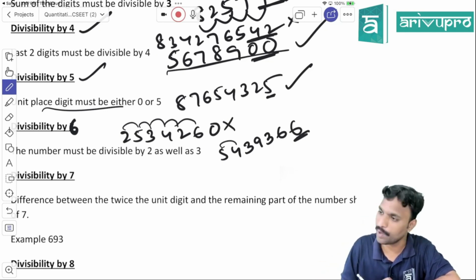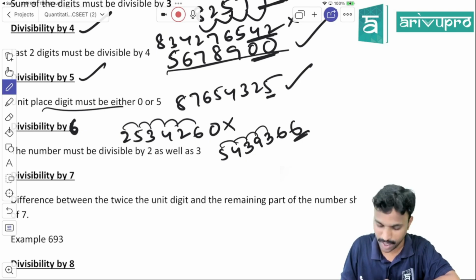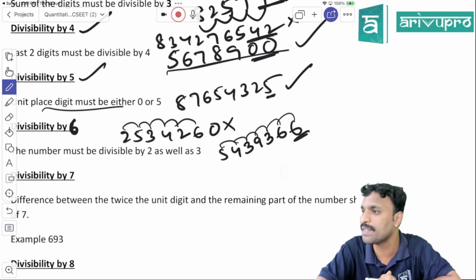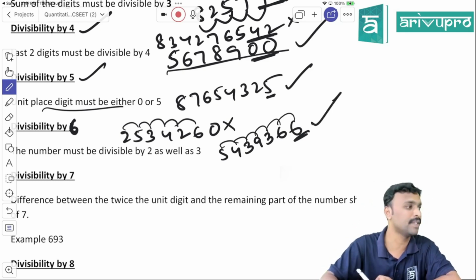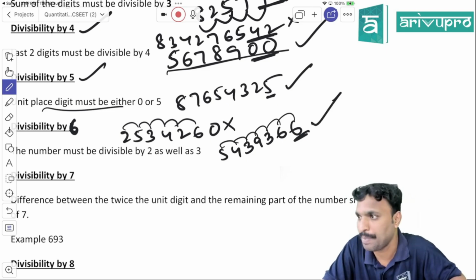Check. 5 plus 4, 9. 9 plus 3, 12. 12 plus 9, 21. 21 plus 3, 24. 24 plus 6, 30. 30 plus 6, 36. Is it divisible by 3? Yes. So this number is divisible by 6. Clear?